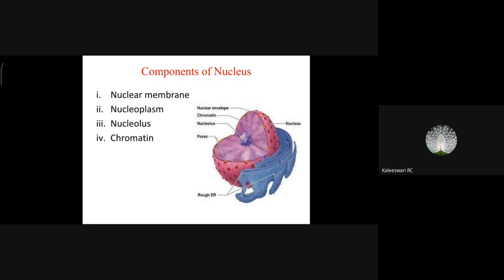So what are the components of the nucleus? The components of the nucleus are almost similar to a cell. It also has a membrane known as the nuclear envelope. Envelope means cover.